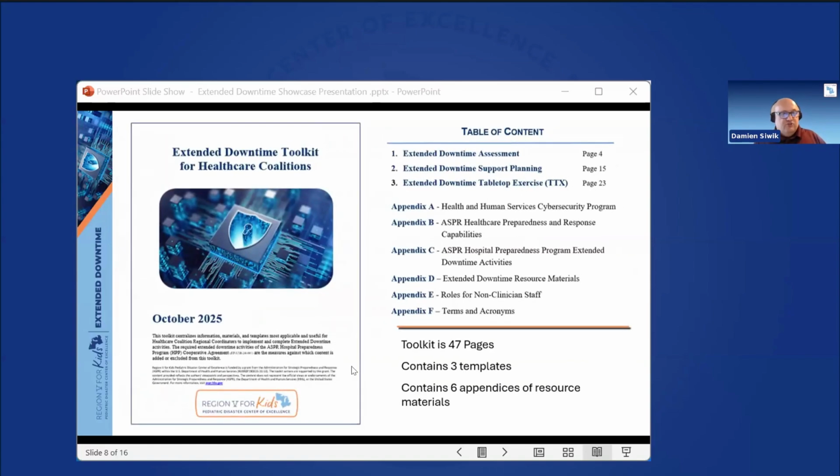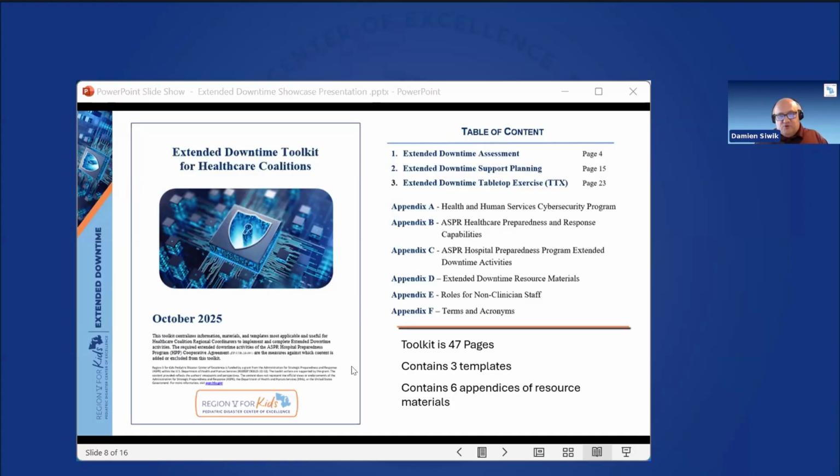And with that, here's our first look at the toolkit itself. You can see the cover as well as the table of contents. And as you can see from the table of contents, the overarching toolkit has three key components: an extended downtime assessment form, an extended downtime support planning template, as well as an extended downtime tabletop exercise template. Plus 6 additional appendices with additional information related to extended downtime. In total, it's 47 pages. The assessment itself is 11 pages. The plan is 9. And of course, the tabletop exercise is 12 pages.